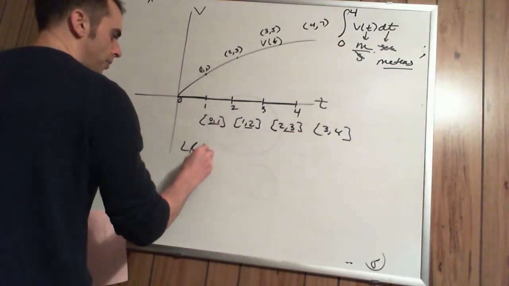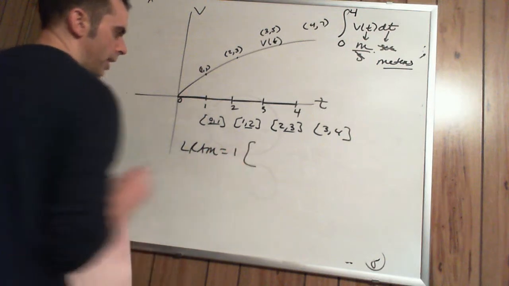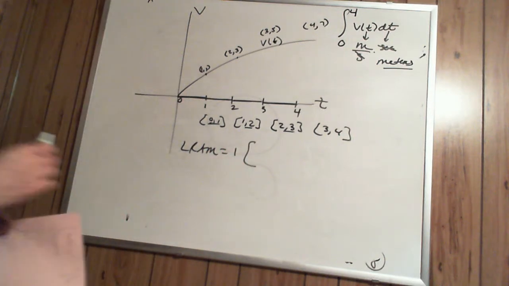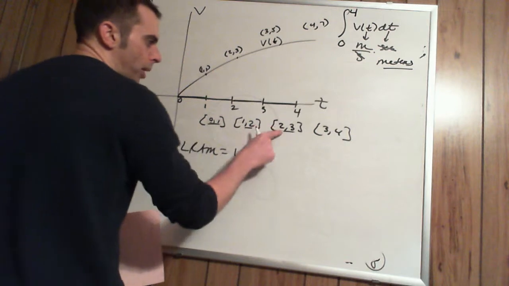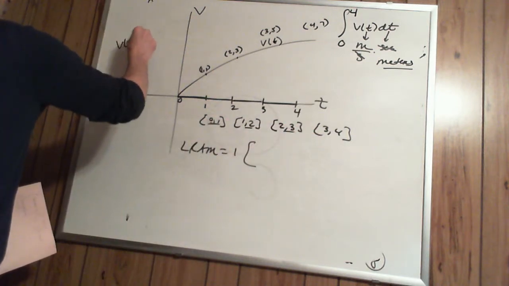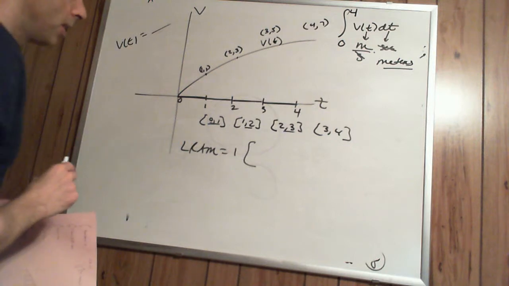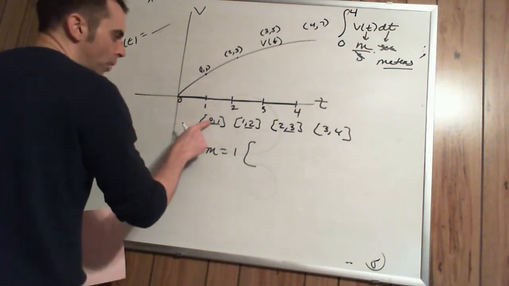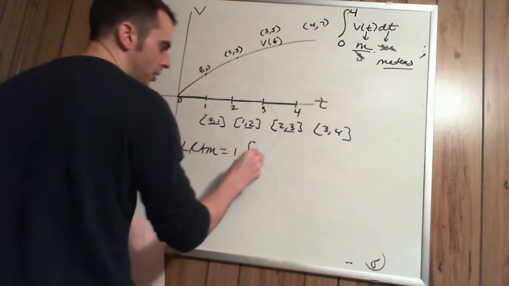So using a left rectangular approximation, delta x is 1 in each case. And then I want to take the left endpoint and get that y value. Well, I don't have a function v at t equals something. I have a graph. So I want the y point when x is 0. So that's going to be 0.